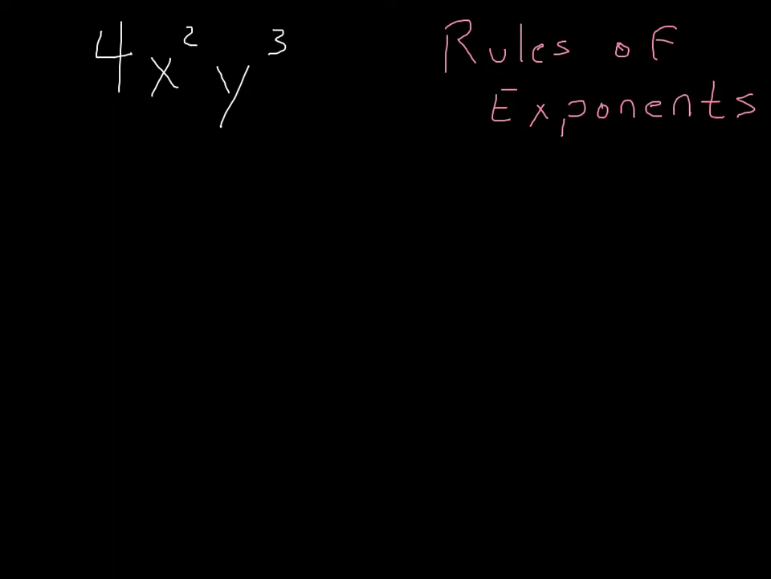In this video, we're going to take a look at some basic rules of exponents. The first thing that you need to understand is that when I'm looking at a term, that term is made up of multiple parts. I have 4, which is my coefficient. So the coefficient is the number that's in front of the term. And if there's no number listed, then that number would be 1. In this case, 4 is my coefficient.